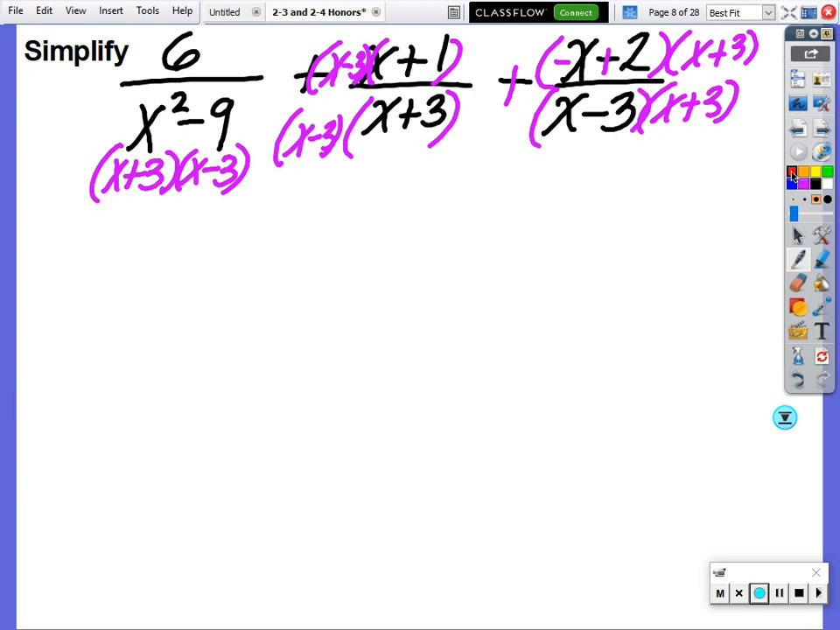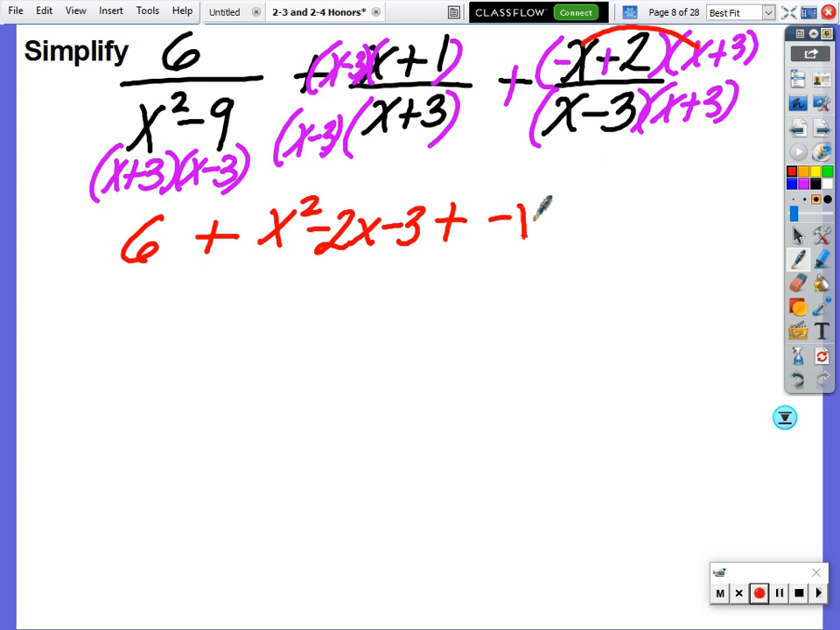So then the next step is to multiply out the numerator. 6, we didn't have to do anything to 6. There's a plus sign. Then we distribute this stuff out and we would get x squared plus 1x minus 3x. That's minus 2x. And then we'd have minus 3. Then we have a plus sign. Then we have a negative x squared. We have minus 3x, don't we? Plus 2x, which would have been minus 1x, and then it looks like plus 6.